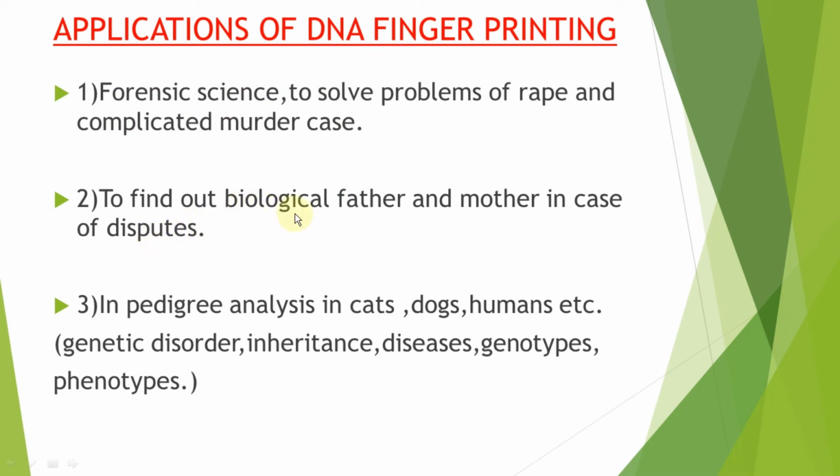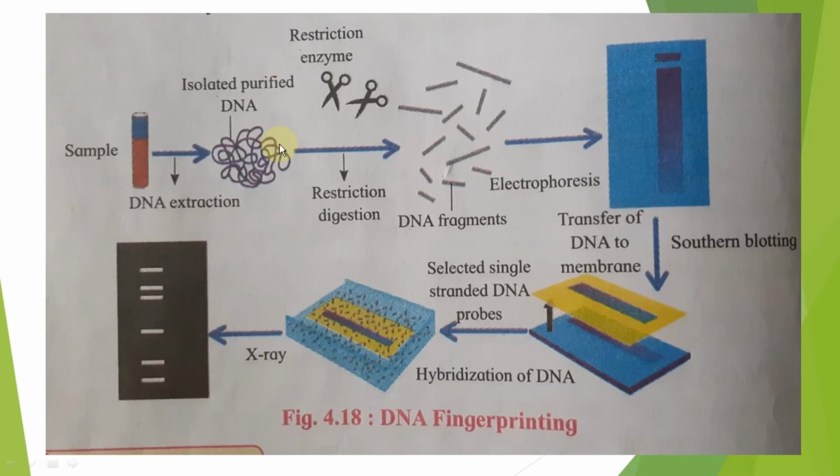Next is to find out the biological father or mother. If any dispute is there, DNA fingerprinting can be used to identify or examine the biological father and mother. Third is pedigree analysis. If we have to find a certain genetic disorder, an inheritance character, any type of disease, or genotypic or phenotypic nature in human beings or animals, DNA fingerprinting plays an important role. So here we have completed DNA fingerprinting.